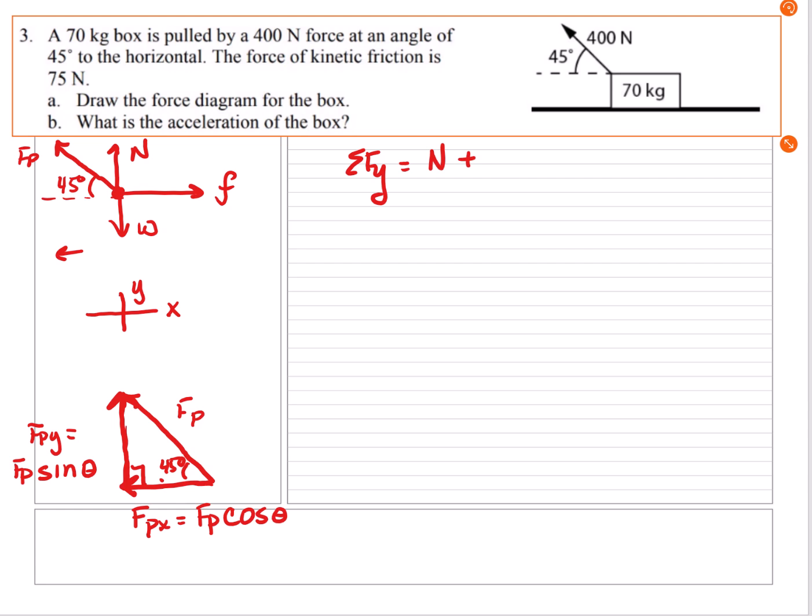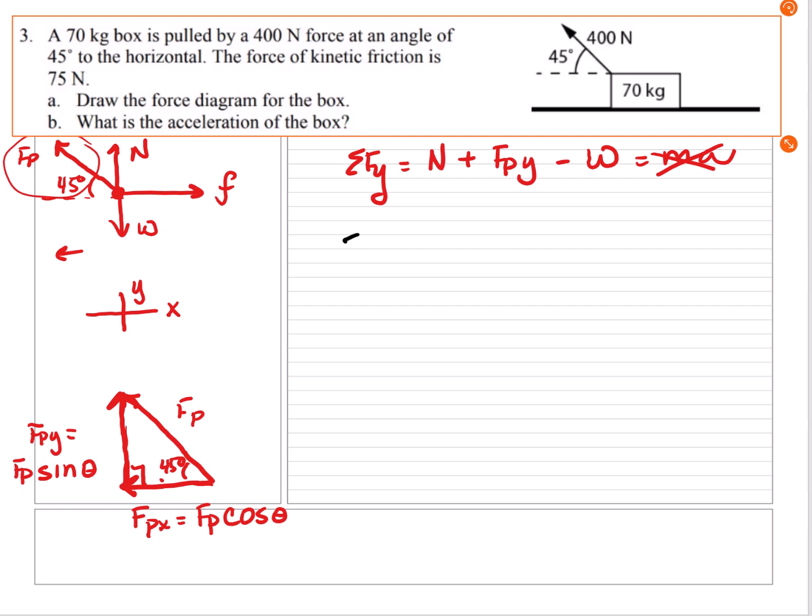I also have Fpy going up because this vector went northwest. It is opposed by weight equal to ma. Since it's not going in the vertical direction, this is equal to 0.